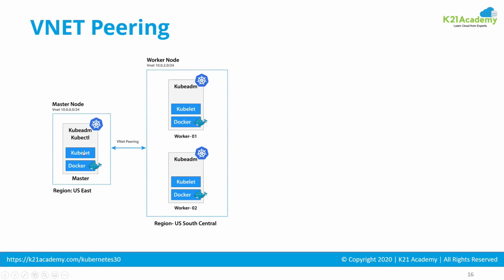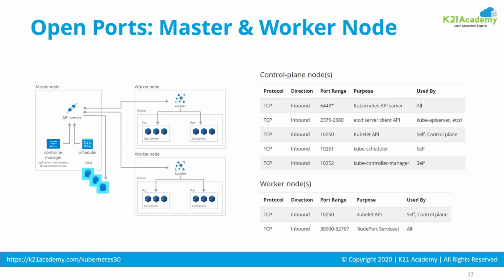I'm going to show you in a minute how to do that peering so that a machine in one network can talk to a machine in another network. Now, apart from that, the worker node will talk to the master node on particular processes on a specific port number, and similarly the master node will talk to a specific worker node on a particular port number.